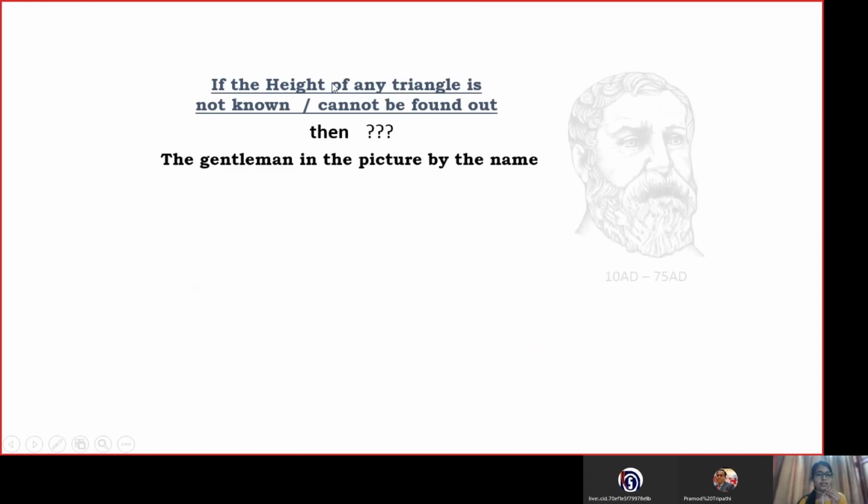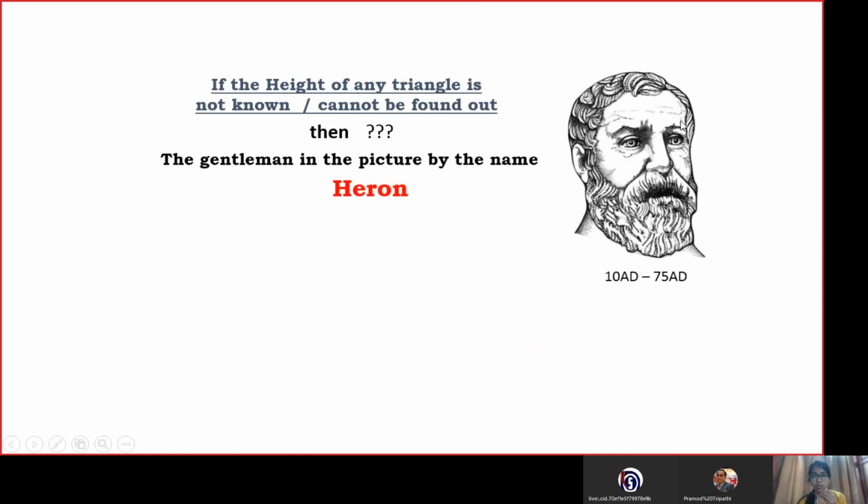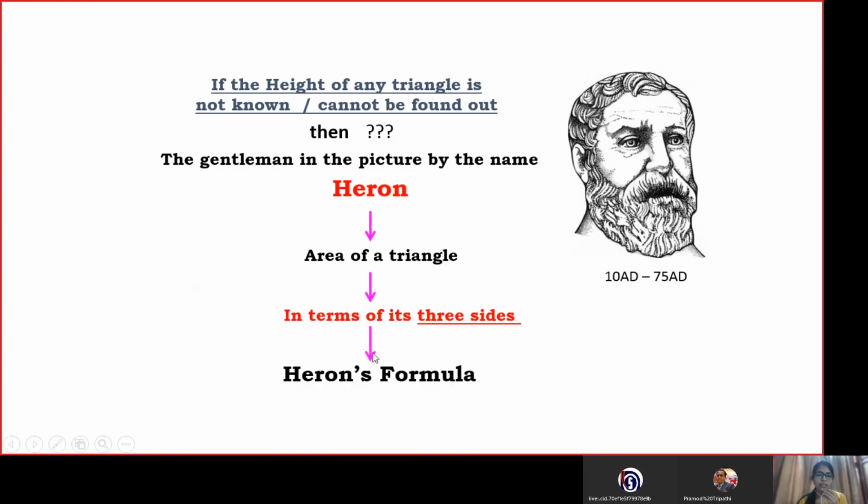Then we had this mathematician by the name of Heron. He told us that we can find out the area of a triangle given the three sides of a triangle. If we are given the three sides of a triangle, then also we can find out its area, and we can find it using Heron's formula. Is that understood?